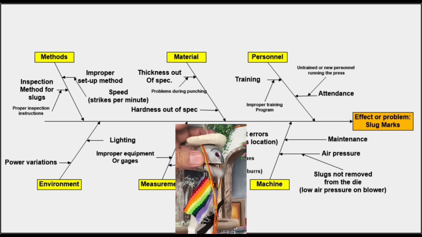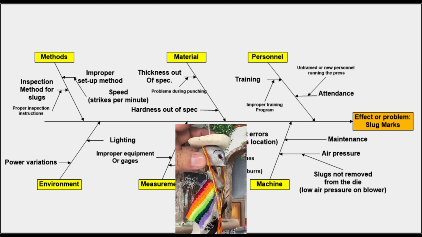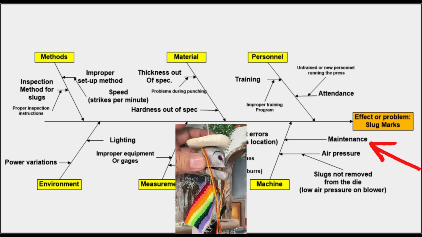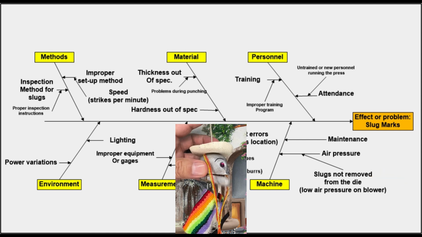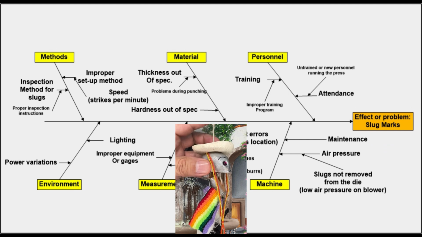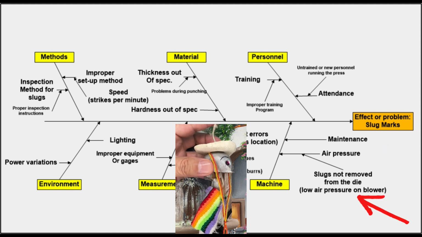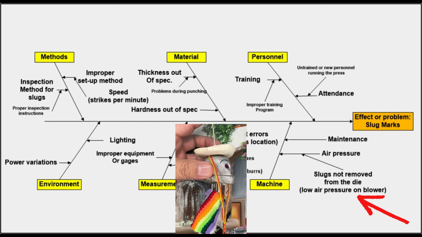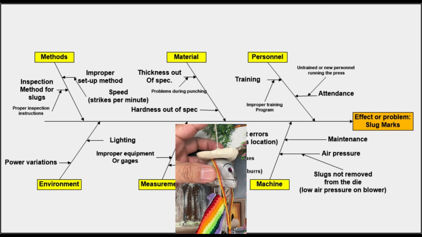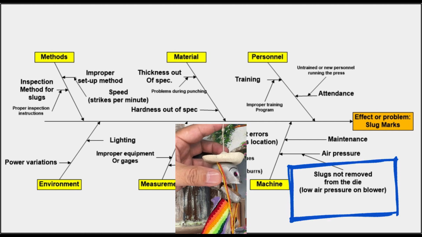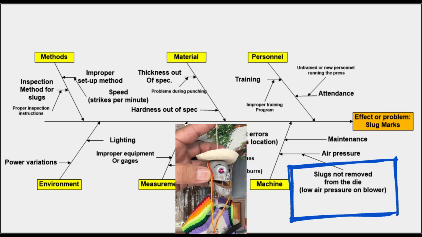And finally, the company looked into the machine for proper maintenance and proper air pressure being supplied, and that was found to be the root cause. The air pressure in a blower used to remove the slugs from the press after stamping was found to be too low. So the air pressure was increased and that eliminated the problem. So low air pressure in the blower was the real root cause for the slug marks.